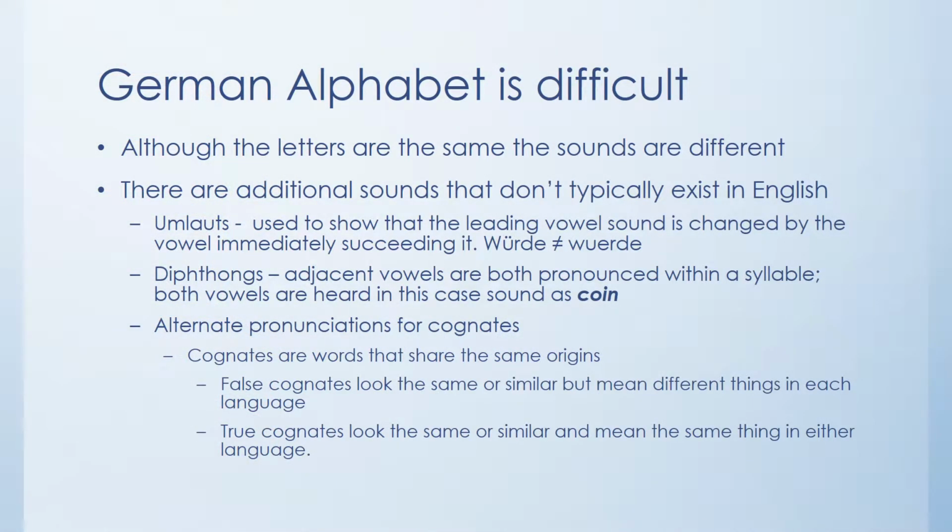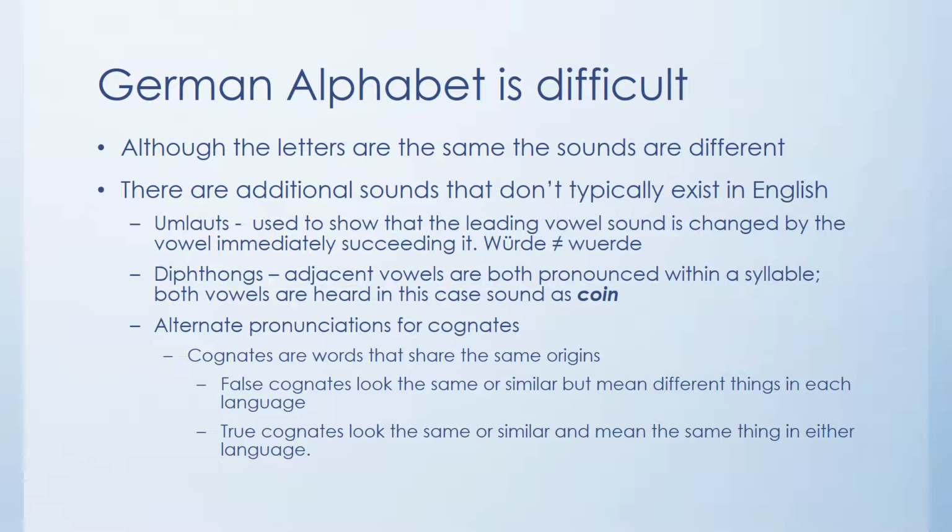So, just a little introduction. The German alphabet is difficult. Although the alphabet is mostly the same, a lot of the sounds are different. There are additional sounds that don't typically exist in English, umlauts, for example, and diphthongs, which are different, kind of. Umlauts are different in that the two dots, which are the umlauts, are used to show that the leading vowel sound is changed because of the succeeding vowel, not that they're both being said, if that makes any sense.